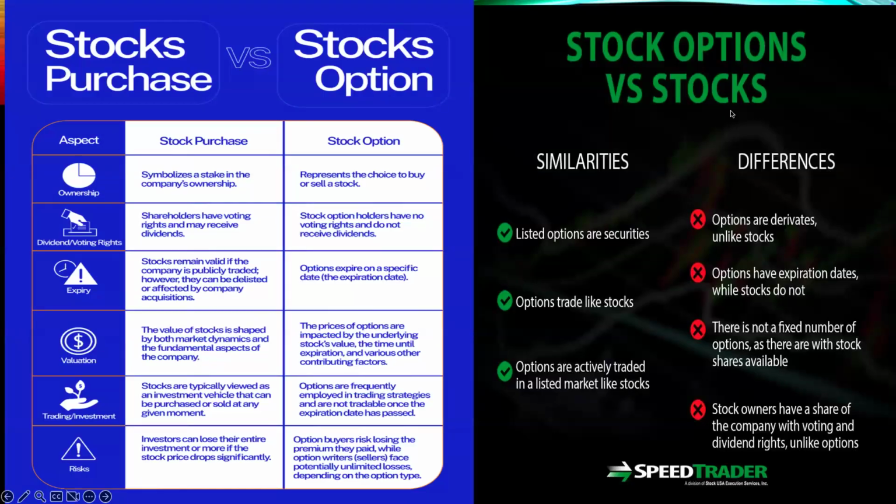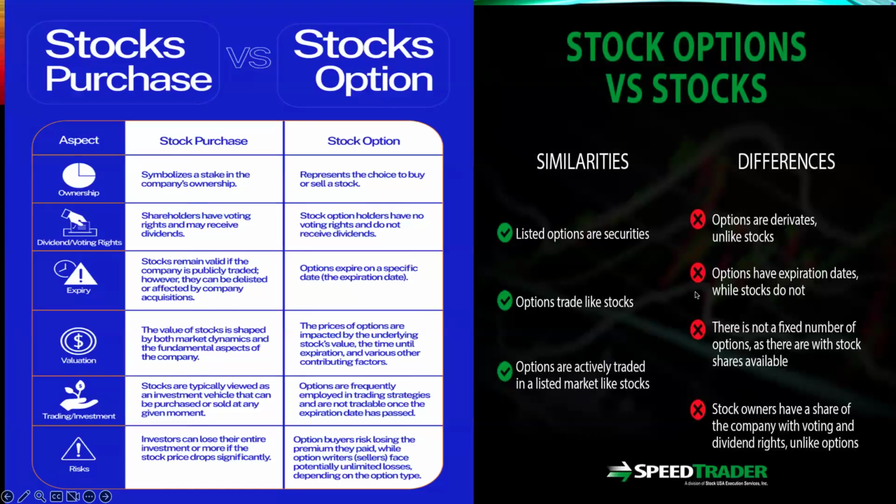Okay, Johnny. All right, let's go back to stock option versus the stock. Here's how they are similar. Similarly, they are listed securities. Options trade like stock. So the stock can be moving, and as long as you have the right position, your contract can be moving too. Options are actively traded in the listed market like stock. So this is where they are similar.